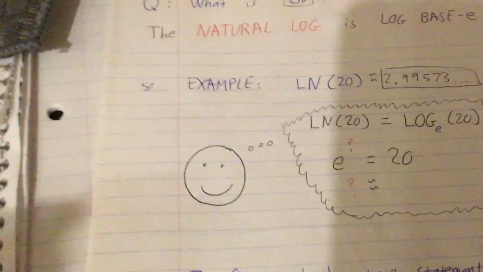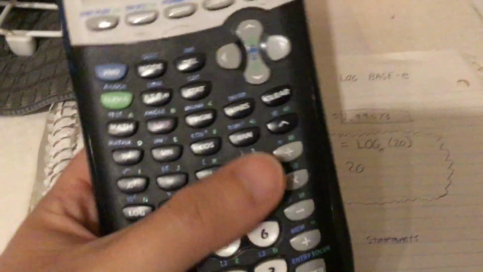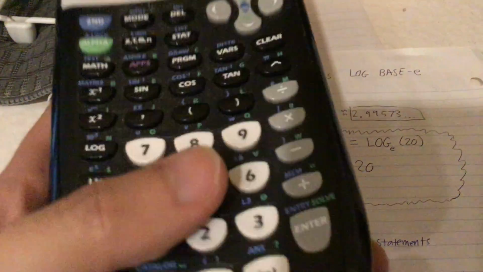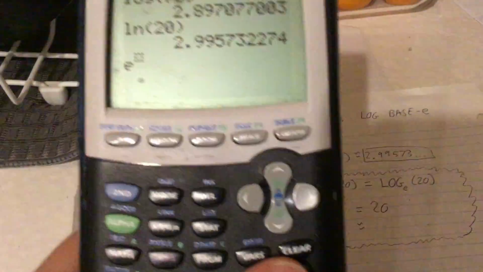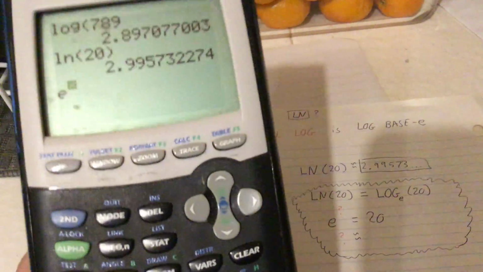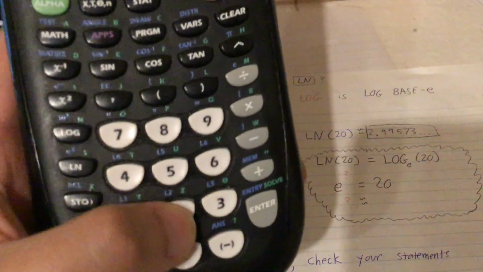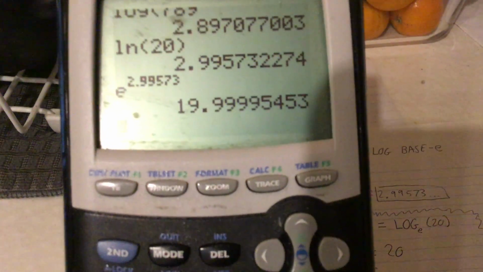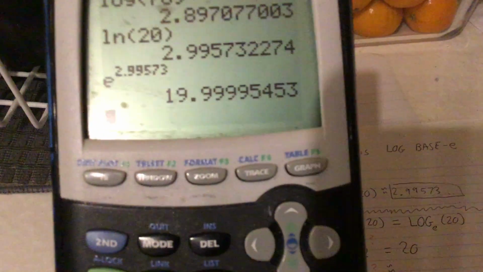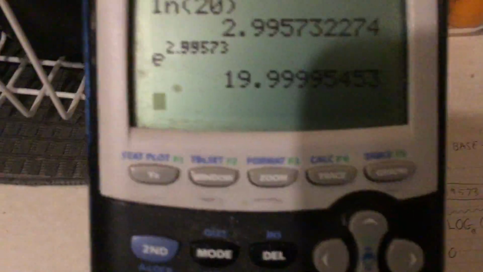So if I plug in 20, sorry about that, e caret 2.99573, I'm going to get 19.99999. Yeah, exactly. Pretty darn close to 20. And that's awesome.